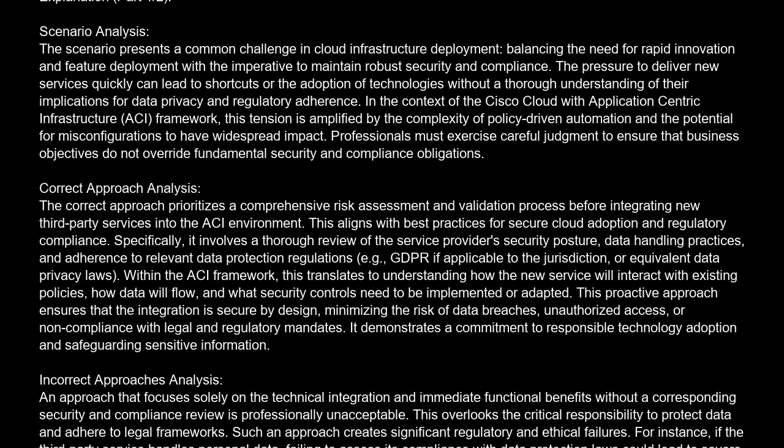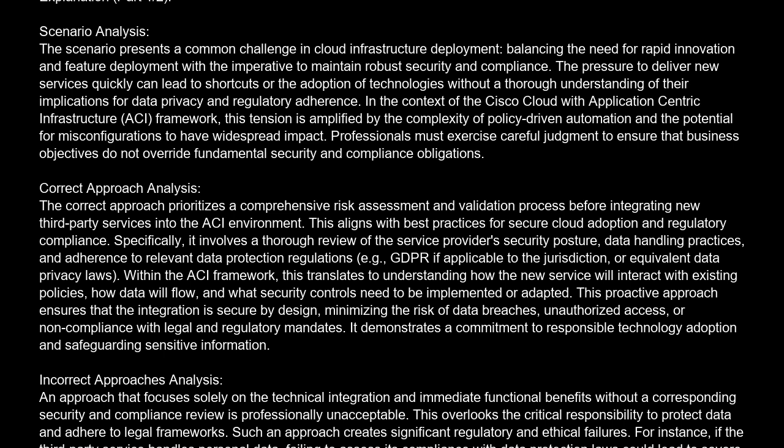The correct answer is C. Proceed with the integration immediately, relying on the third-party vendor's stated compliance certifications and assuming their security practices are adequate for handling the sensitive data. Explanation. Scenario analysis. The scenario presents a common challenge in cloud infrastructure deployment, balancing the need for rapid innovation and feature deployment with the imperative to maintain robust security and compliance.